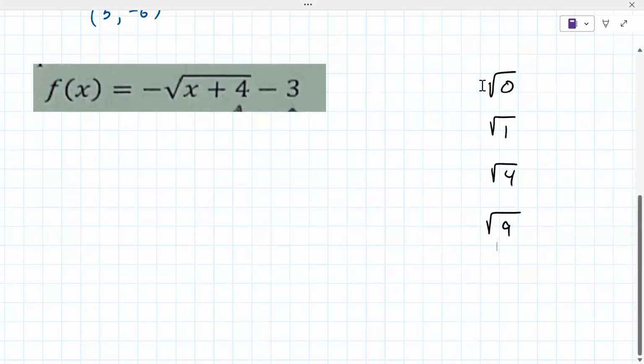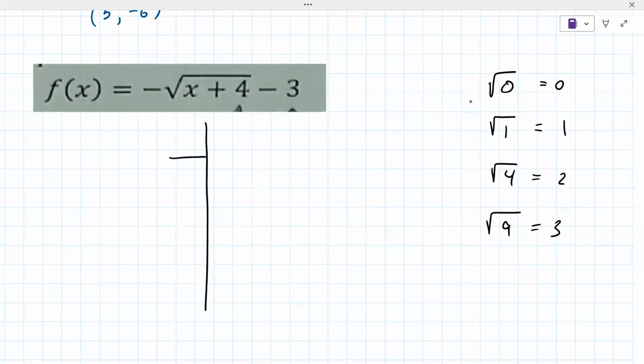Like the square root of 0 is 0. The square root of 1 is 1. The square root of 4 is 2. The square root of 9 is 3. You can only take the square root of certain numbers. So I would make a table. And in that table, I would try to figure out what number does x have to be such that I get 0 in here?